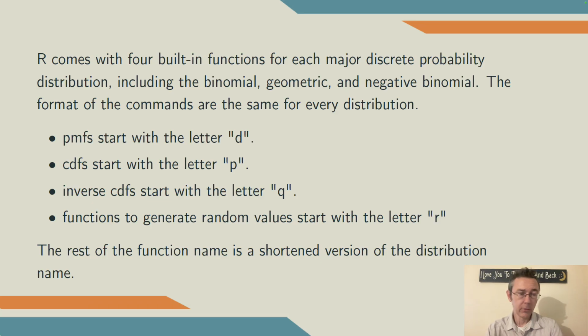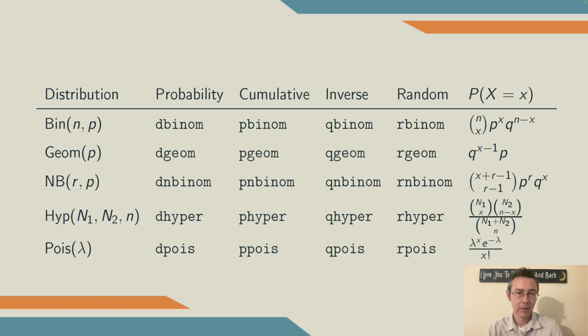Probability mass functions, PMFs, start with the letter D. Cumulative functions start with the letter P for probability. Inverse CDFs start with the letter Q for quantile. And to generate random values from the distribution, the function is going to start with the letter R. Additionally, the rest of the function name is always the same shortened version of the distribution name. Here's a table summarizing the commands for the biggest 5 distributions that you tend to run into.